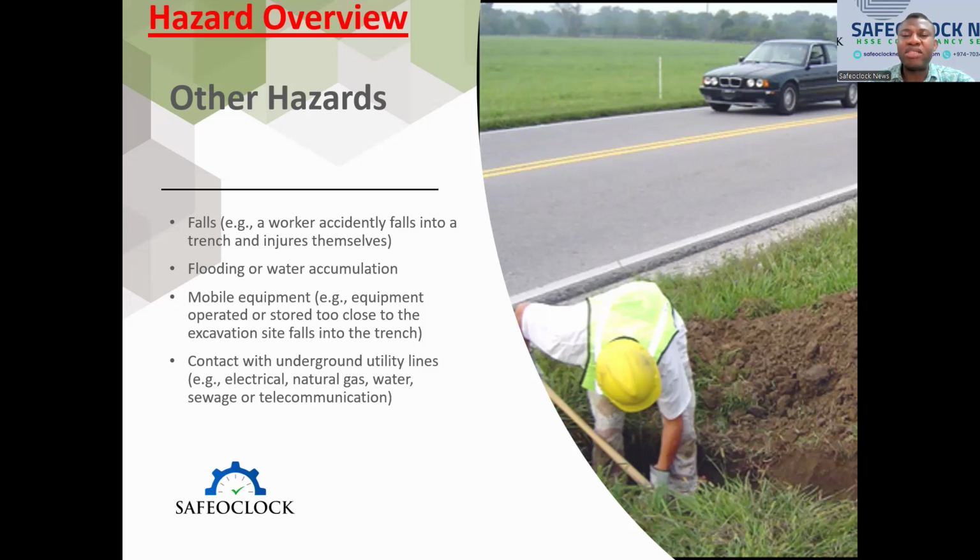Mobile equipment. Mobile equipment being operated too close to the excavation can fall inside. And if the mobile equipment falls inside and people are also inside the excavation, then they could get crushed, and injury and incident will occur.